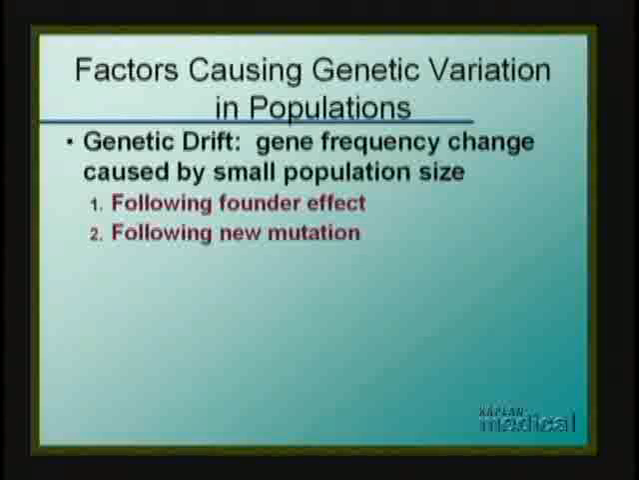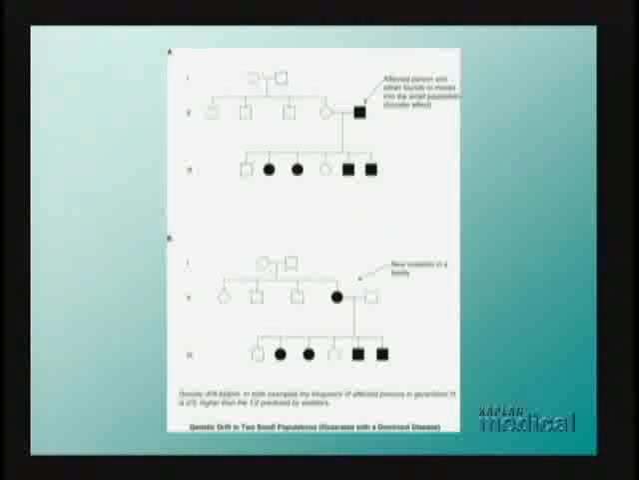And so, in small isolated populations, you can have a tremendous increase in the frequency of a mutation in a population, or a tremendous decrease in the frequency of a mutation in the population in one generation, just simply due to variations in statistics caused by small population sizes. Some examples of when this might occur in genetics are genetic drift following a founder effect or following new mutations. These are indicated in the next slide.